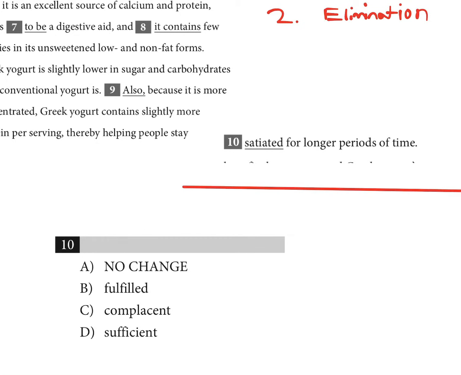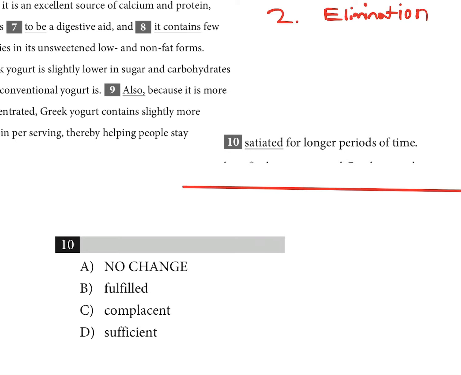In this question, context is important, so let's look at it. The word that's underlined comes after saying that the Greek yogurt they're talking about has slightly more protein, which means it's going to help people stay blank for longer periods of time. Just using this context, we can tell that this word needs to mean something related to staying full or not being hungry, right? It says there's more protein, which means that people are going to be eating just a little bit more. More is going to their stomachs, which means they're going to be staying full for longer periods of time, or they're not going to have to be eating as often.